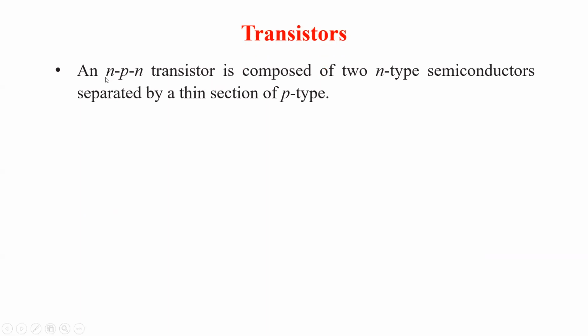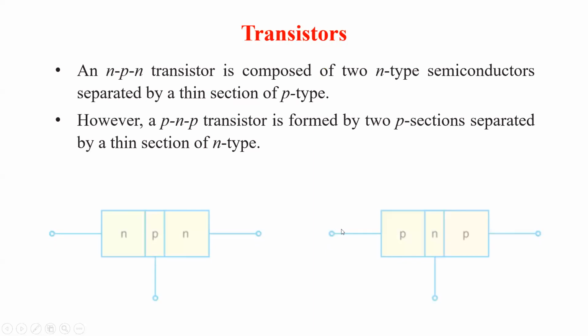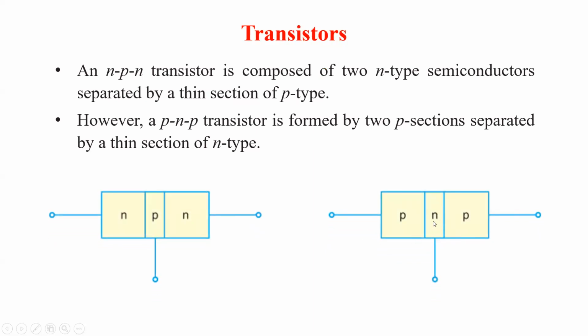Let us discuss in detail the NPN and PNP transistor. This NPN transistor is composed of two N-type semiconductors on both sides of a thin section of P-type. Whereas in a PNP transistor, two P regions are there, and in between them there is a very thin N region. That is the PNP transistor. In an NPN transistor, there are two N-type semiconductor pieces, and in between them there is a P-type semiconductor piece. Okay, so this is the structure of the NPN transistor, and this is the structure of the PNP transistor.